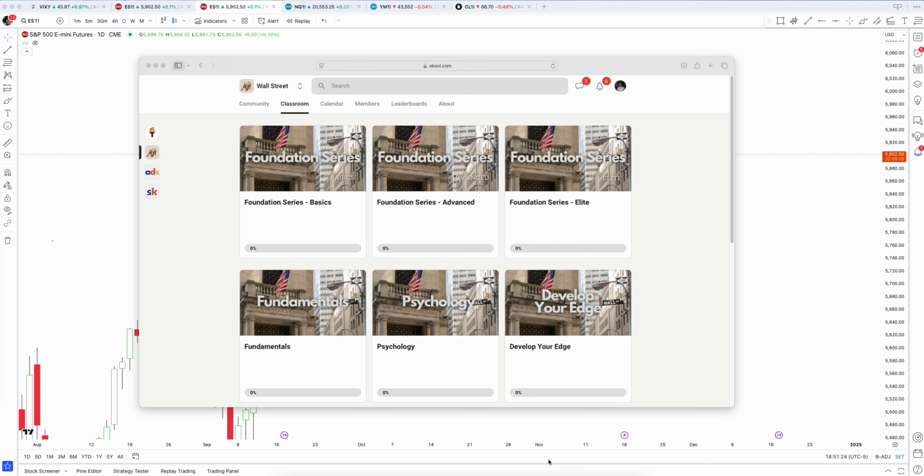Today we're going to be talking about candlesticks and how to read a candlestick chart, a naked chart. Okay, so let's hop right in.